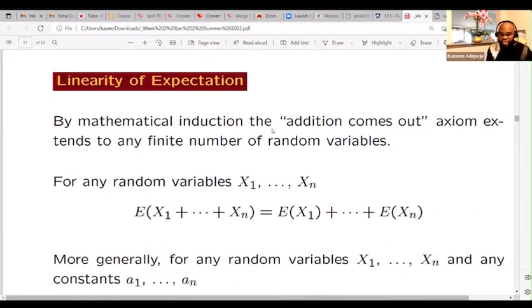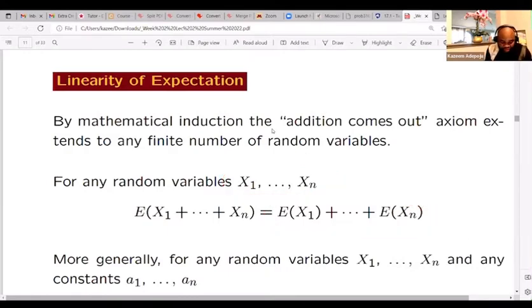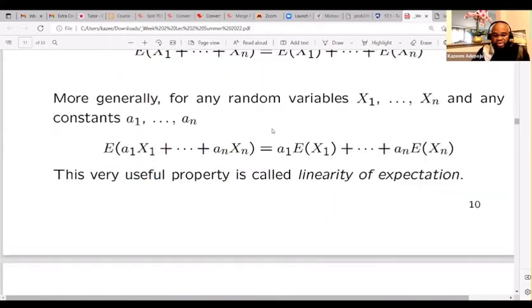Now we can generalize. We'll be talking about x plus y. What about a situation where we have so many variables? The expectation of the addition of variables is basically going to be equal to the sum of the expected value of the respective variable. So that is being generalized now. That's a generalization.